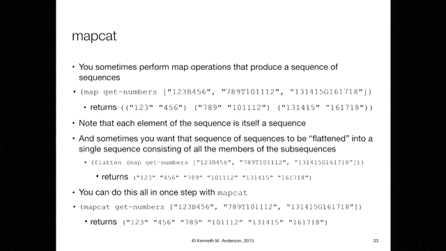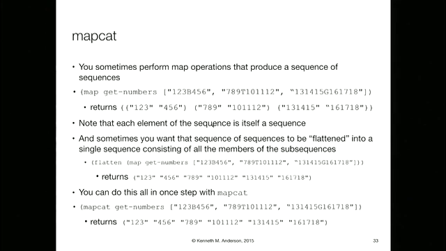Oh, right, I see. I've got to do it inside of the, okay. So mapcat is you perform a map operation that produces a sequence of sequences. So here's map get-numbers, and we're looking for numbers inside of this. We just saw get-numbers on the previous slide. So here's a sequence, and then get-numbers goes and returns a sequence of all the numbers that it found. And so this is going to return the sequence here of multiple numbers.